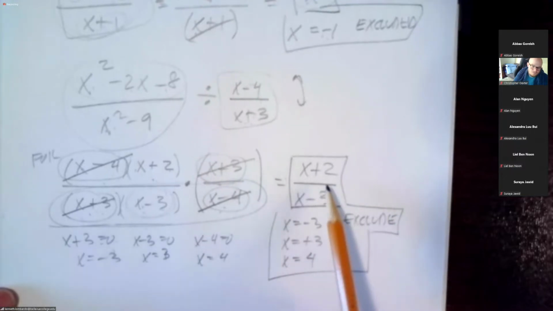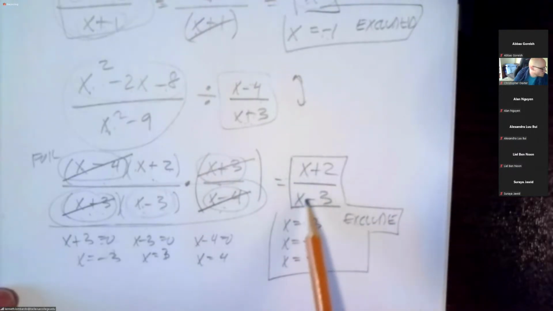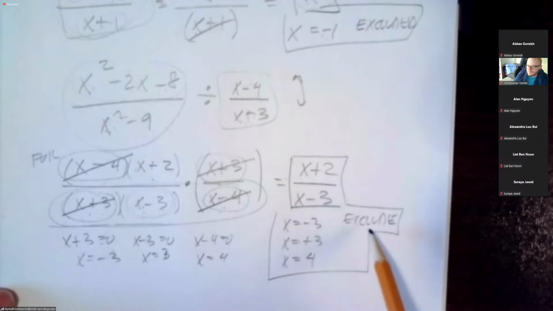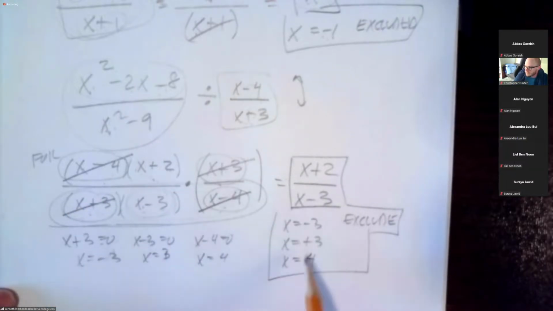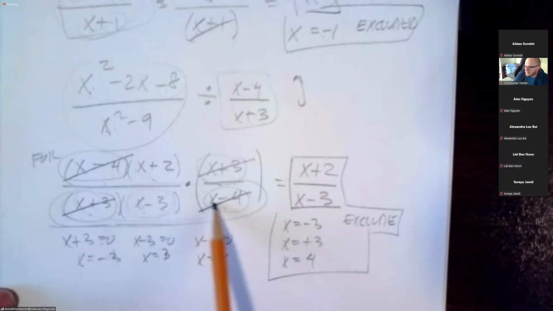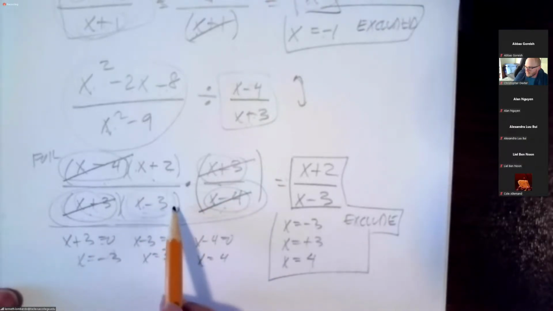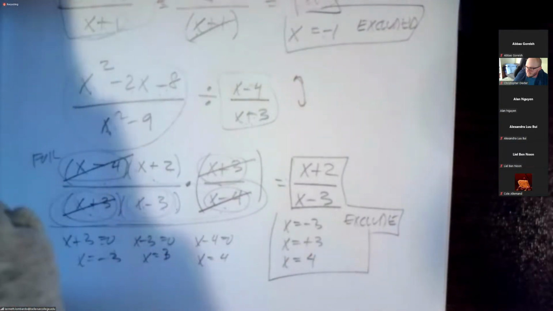So this says the solution is x plus 2 over x minus 3, excluding the values x equals 3, x equals -3, and x equals 4, because if x were equal to any of those values, these denominators would go to 0, which would cause this value to become undefined. Okay, questions on that at all? Anything we did there confusing?